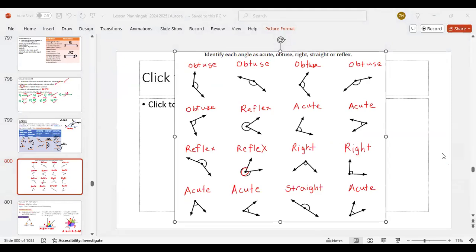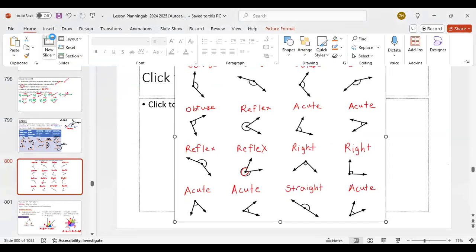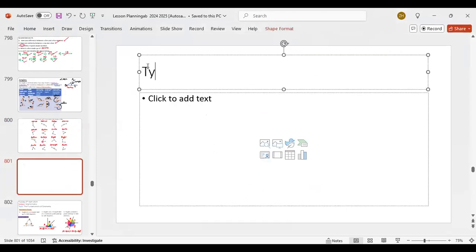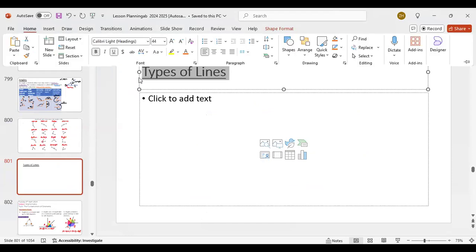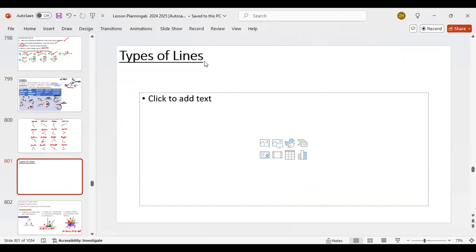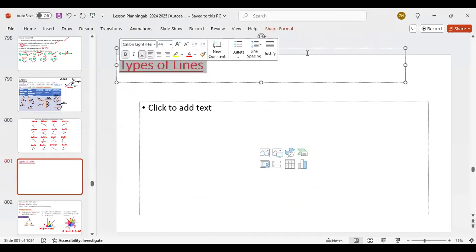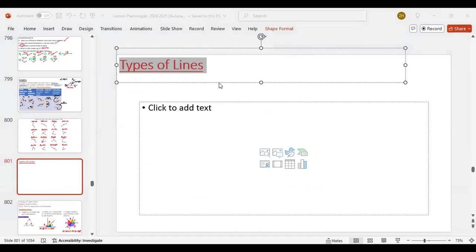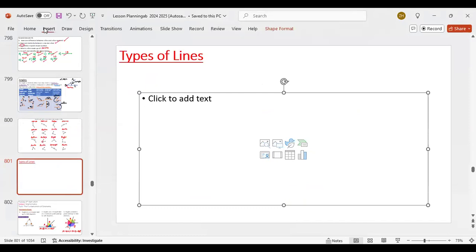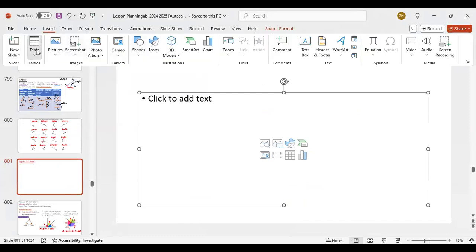All right. So we already know what a line is, a line segment, a ray, an angle, and the types of angles. Now we're gonna get into the types of what? Types of lines. For our types of lines, I'm gonna draw a box. I'm only gonna talk about 3 of them.